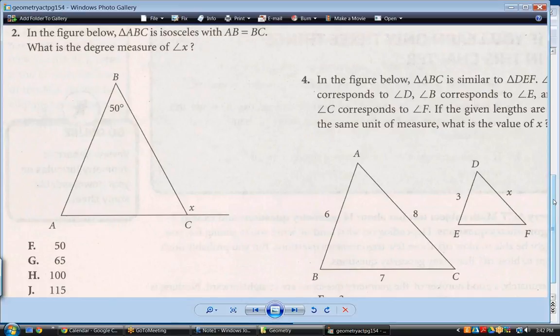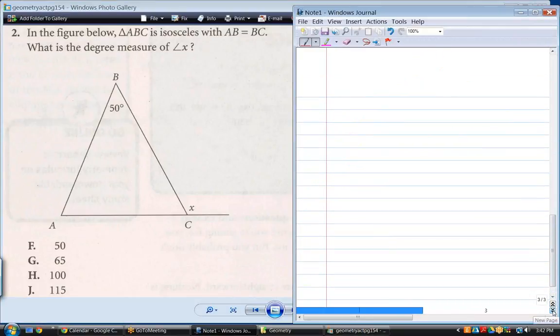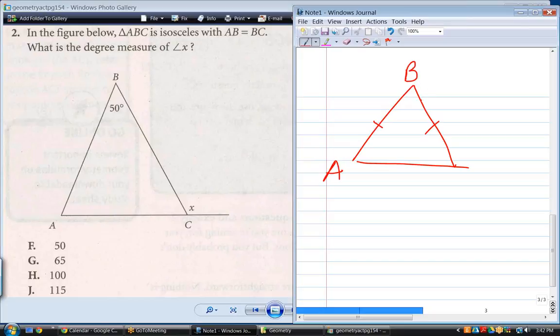All right. This one is an isosceles triangle. The definition of an isosceles triangle is it has two sides that are the same. And you generally designate that with little tick marks like that. In other words, this says that side AB is equal to side BC. That's all. Okay? And furthermore, they're telling us that this angle is 50 degrees.